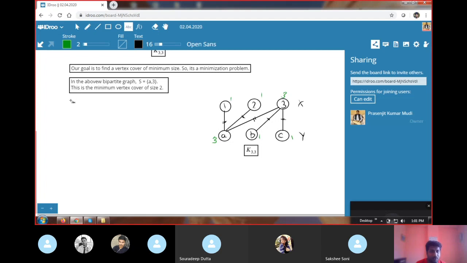Okay, so here S equals, you target 3 first. Then these are covered, this is covered, this is covered, and also this is covered. So vertex 3 is done. Next you target the next possible vertex which has the next maximum degree. In this case it is A, so you go for A.